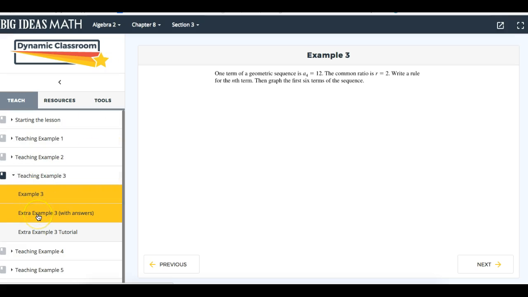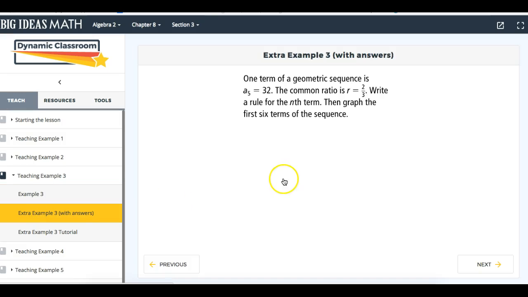So before I give you the problem that I want you to do, let's go ahead and I want you to solve this problem here. You know that one term in the sequence is a_5. You know a_5 is 32, and the common ratio is 2/3. I'm going to give you a minute to solve this problem right now. Just write your problem, use good formatting, write it in the text box, and do that right now.